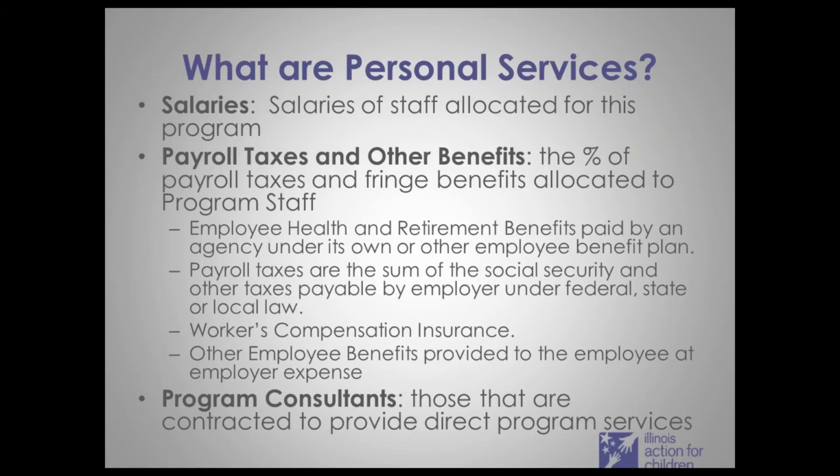Okay, so in the personal services, and these are direct expenses, those would be salaries of staff allocated specifically for this program. So that's the percent of their time that's being spent on this project. Payroll taxes and other benefits, again, those are also adjusted to the time that's spent on this project. So those could be employee health, retirement benefits, payroll taxes, workers' compensation insurance, and then employee benefits provided by the employer at the employer's expense. And so documentation we would need for all of those fields. And I'll get to a table that walks us through that as well.